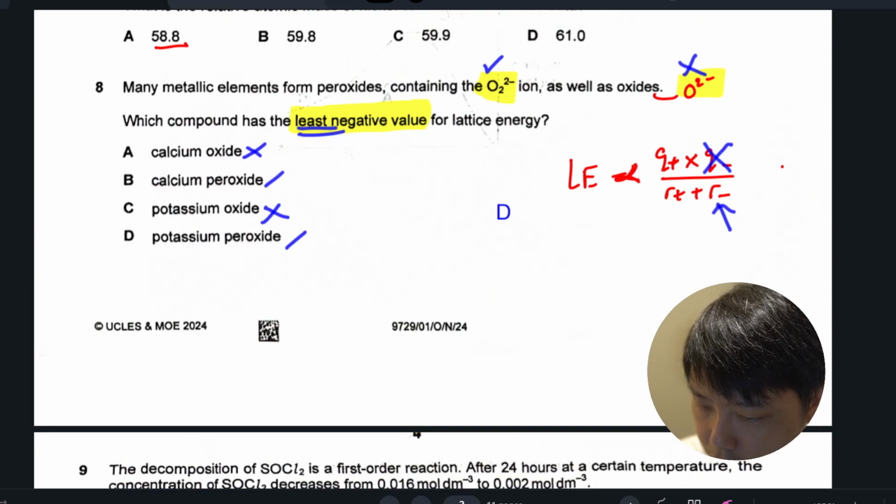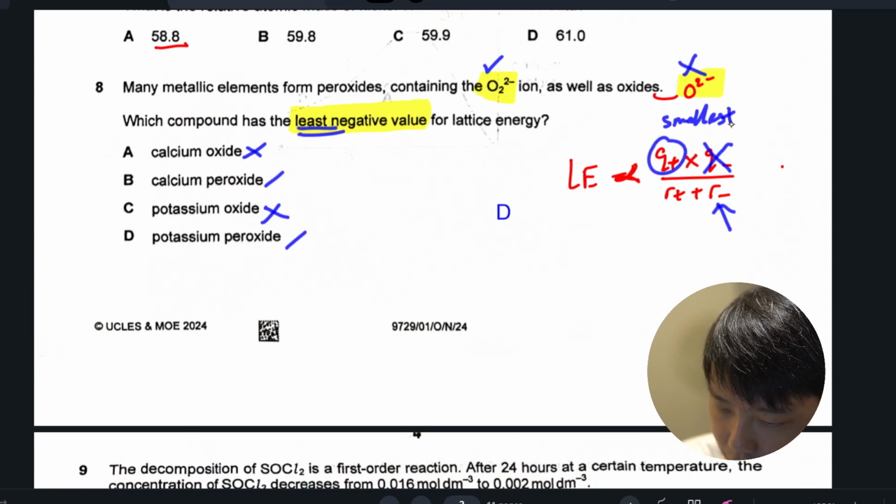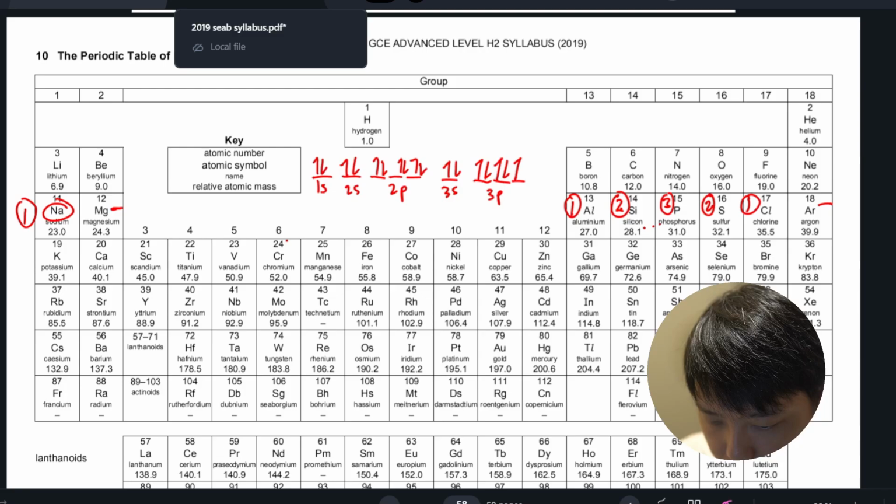Okay, now let's look at the cation, right? Calcium is 2 plus, potassium is just a single positive charge. Okay, so if you want the least negative value, right, we want the smallest cation charge, which should be from potassium, right? And also, most likely potassium is probably larger than calcium if we look at it.